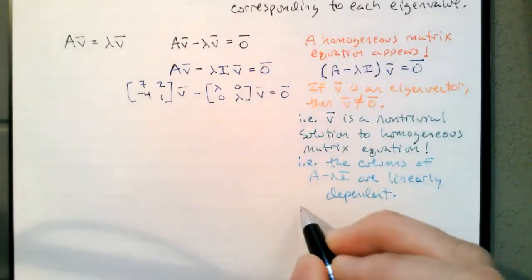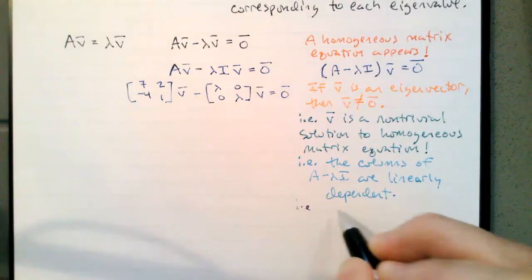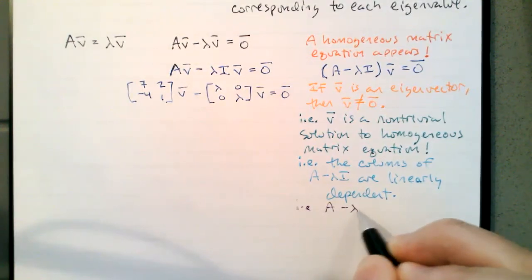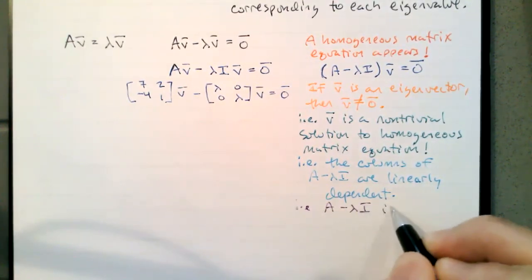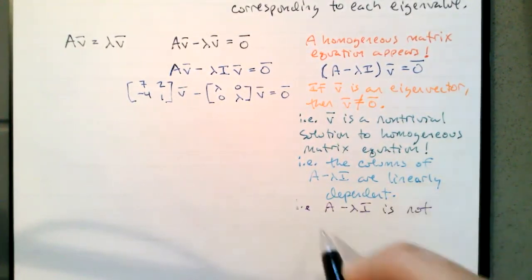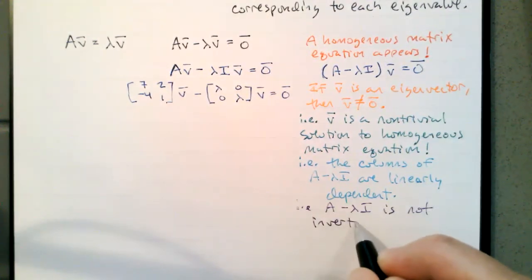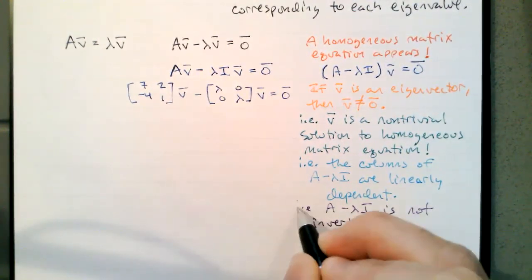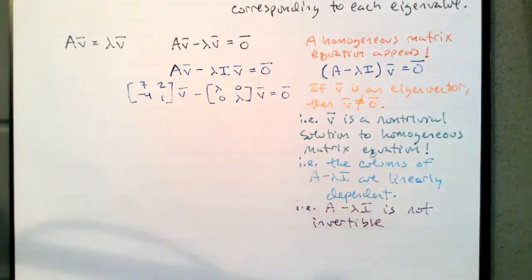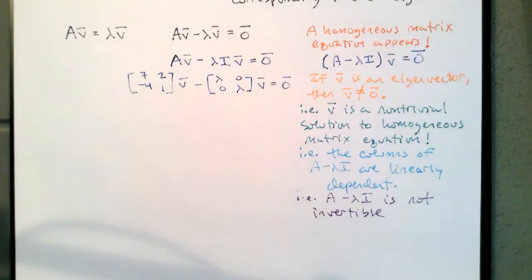And this is the traditional route, i.e., A minus lambda I being square is not invertible. And from here, we get that the determinant of A minus lambda I is equal to 0.